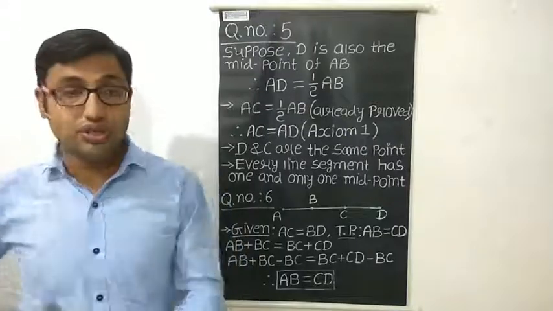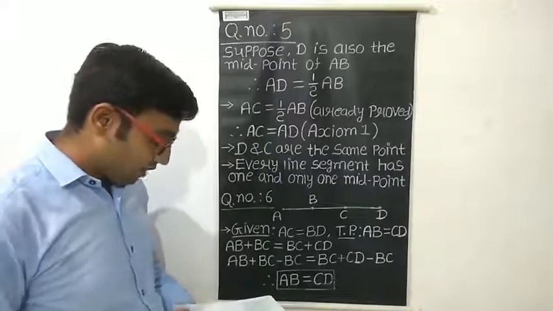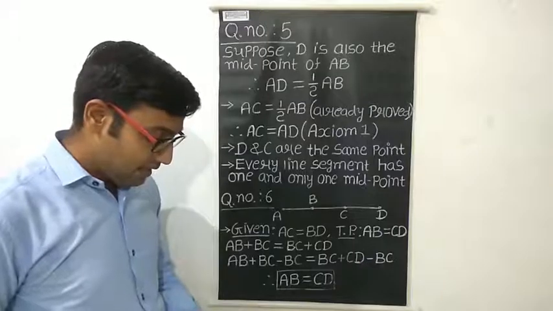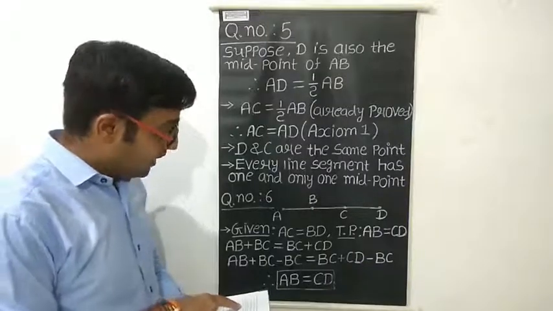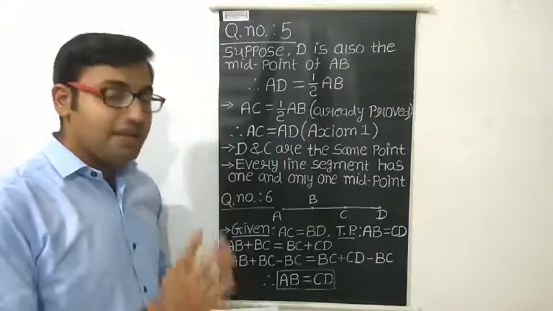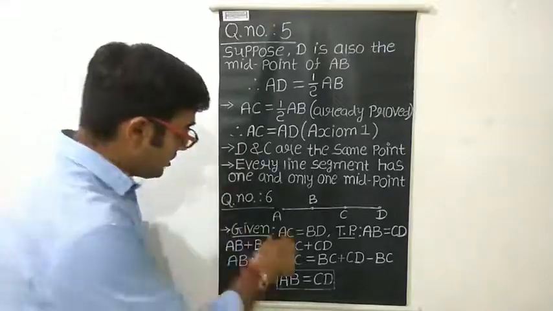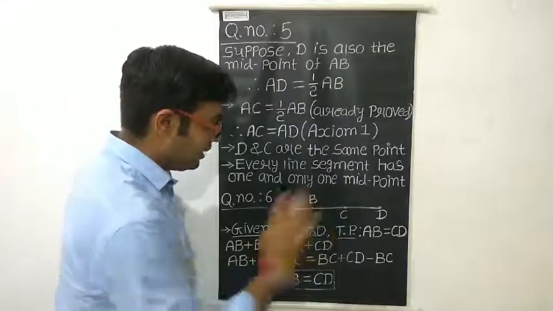And what is the question? Question number 6 is, here we have a diagram. 4 points are there, A, B, C and D. And we have to prove that if AC is equal to BD, that we have given, then AB is equal to CD. Okay, so this is the diagram. All the 4 points are on the same line, A, B, C, D.